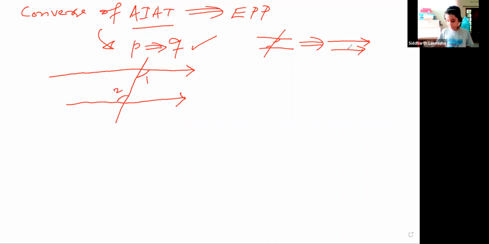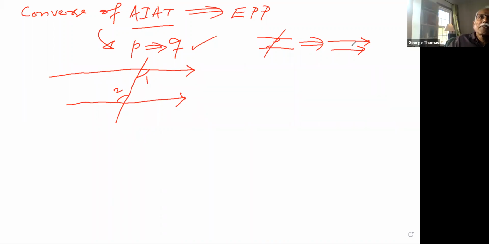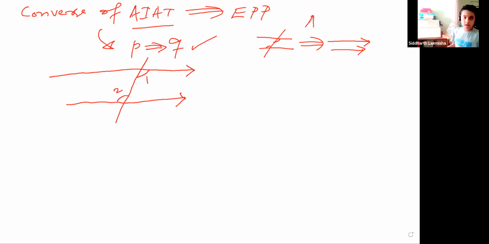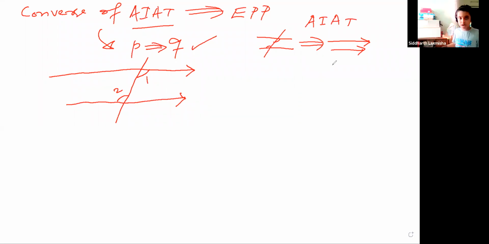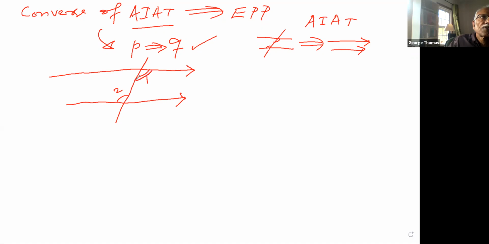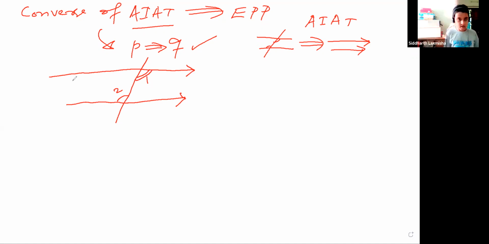Should we prove the opposite? Yeah. So it's not the opposite. It is the converse. This is AIAT, right? The converse of that is, if two lines are parallel, the alternate angles are equal. Yes. So I have to show that if you are given two lines L and M.